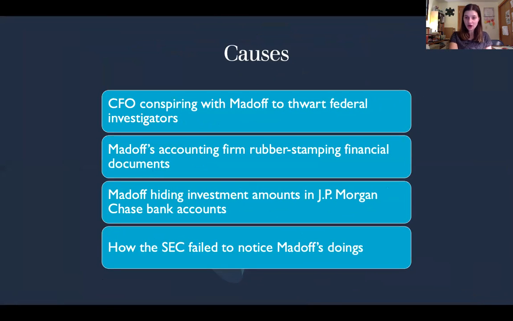So now I want to get into the causes of how Bernie Madoff was able to go about his business for so long. It starts with the CFO conspiring with Madoff to thwart investigators. There's also the role of the accountant rubber stamping financial statements. There's Madoff hiding investment amounts in JP Chase bank accounts. And finally, there's the SEC and how they failed to investigate Madoff's doings.